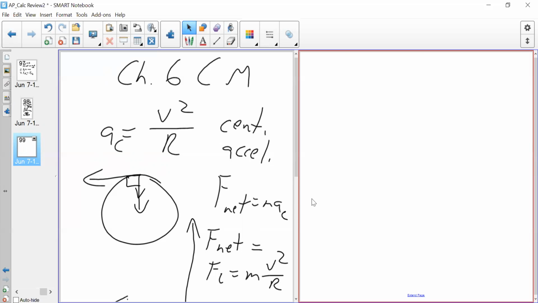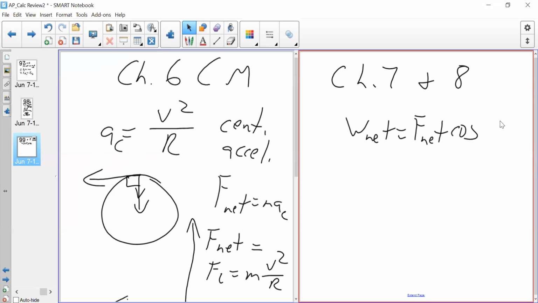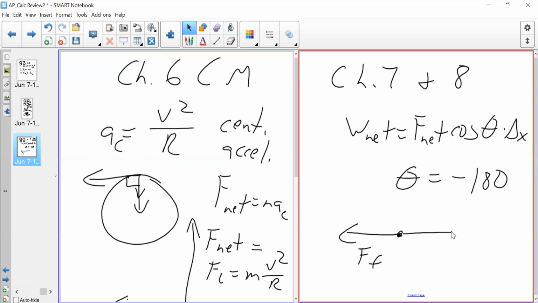Let's see, chapter 6, chapter 7 and 8, work and energy. The generalized equation for work is F cosine theta delta x. If the angle between these two is 0, this becomes just F net delta x, because cosine of 0 is 1. And then if theta is 180, usually that force is a resistive force, a force due to friction, and that work is going to be negative.